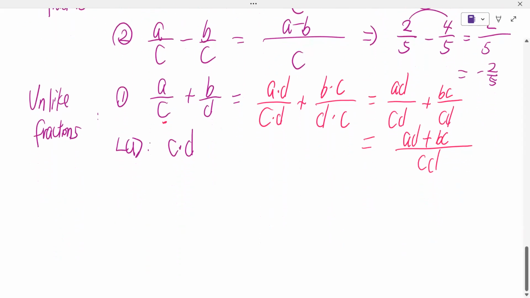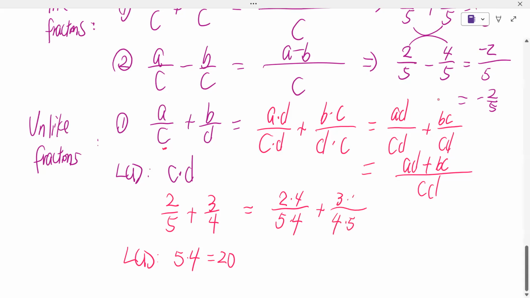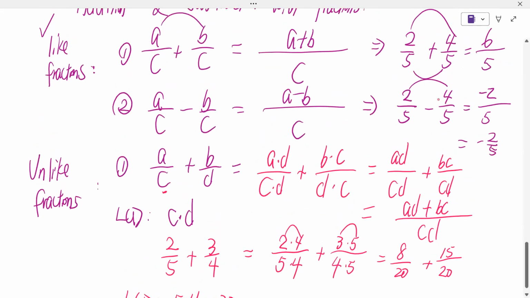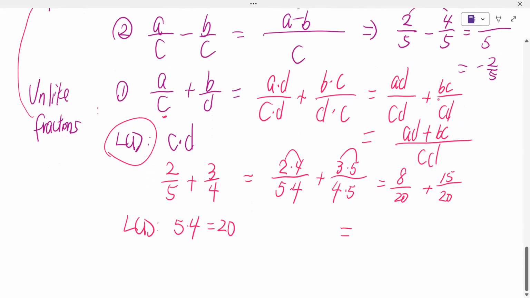Let me give you a quick example. Let's say we have 2 over 5 added to 3 over 4. Now the LCD is 5 times 4, that's 20. For the first fraction, you will multiply both top and bottom by 4. Second fraction, we multiply both top and bottom by 5. Now simplify. So 2 times 4 is 8, 8 over 20. Now 3 times 5 is 15 over 20. The key thing is to turn unlike fractions into like fractions using the LCD. Once we do that, keep the same denominator, 8 adding 15 is 23. So the answer is 23 over 20.